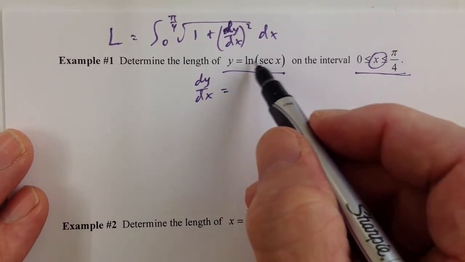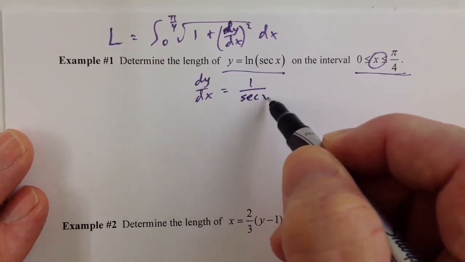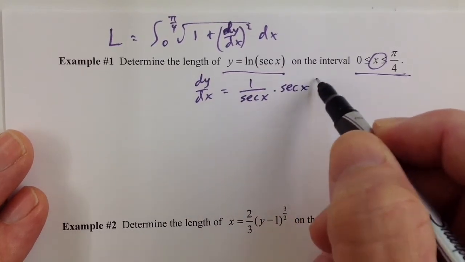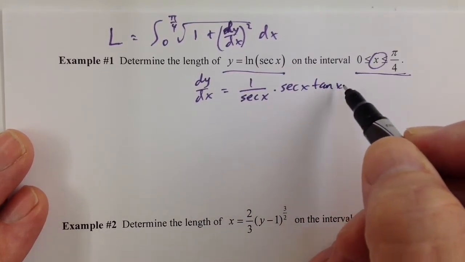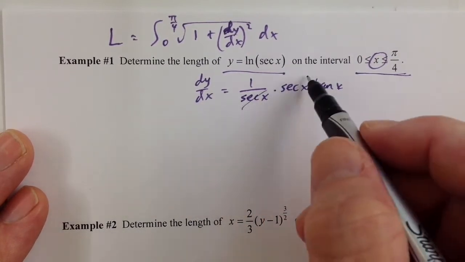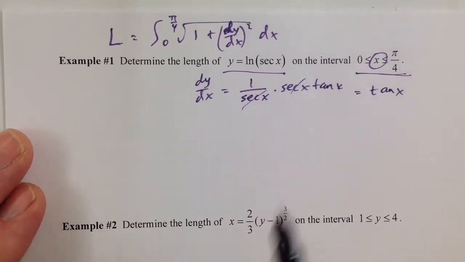The derivative of ln of anything is 1 over the anything times the derivative of that anything. That's secant x, tangent x. So the derivative of the secant is secant tangent. Well, as we can see, we can cancel the secants and we get tangent of x.